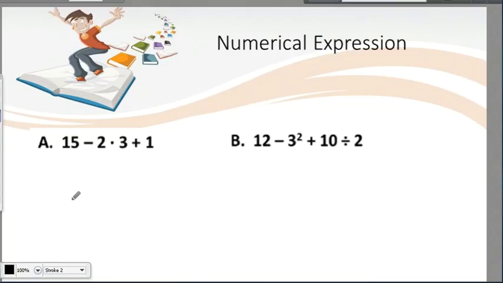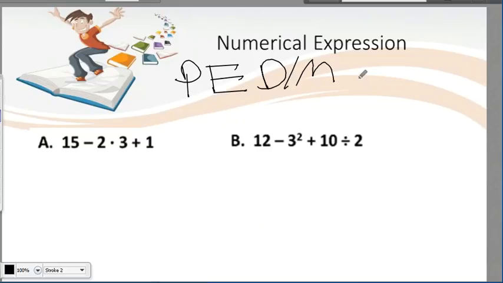So for A, we have 15 minus 2 times 3 plus 1. So this is a numerical expression. You can see that there are just numbers and operations, okay? Whenever we are evaluating a numerical expression, we need to follow the order of operations. So we need to do parentheses first, then exponents, then all divisions and multiplications working left to right, and then all subtractions and additions working left to right, whatever comes first in the problem.